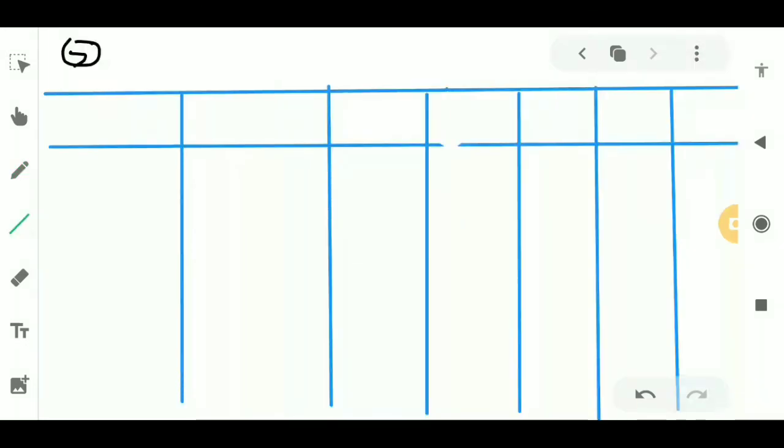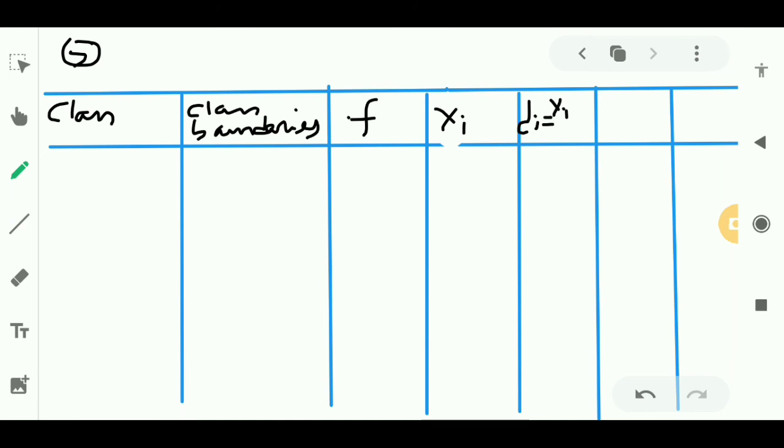So for question number 5, we need 7 columns. First, we will write the class, which is given, and since it is non-overlapping data, the second one will be class boundaries, then frequency, then class mark, then di, that means deviation, xi minus a, then step deviation needed, so ui, that is di by h, h is the class size, and then fi ui.